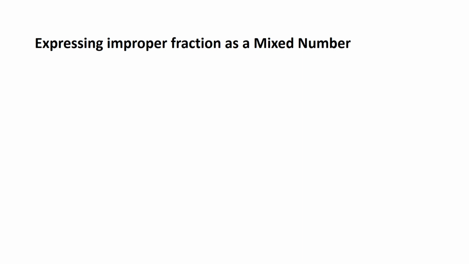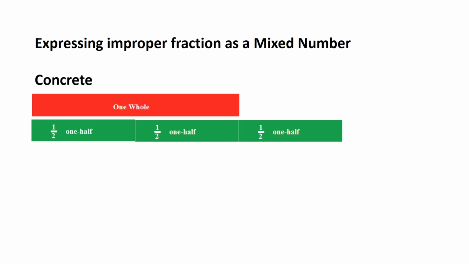To express improper fractions as a mixed number, teachers should encourage their students to use the CPA model as well. Starting with the concrete, the teacher can display 3 halves juxtaposed against a whole and ask the students to do the same. Then the teacher can ask probing questions such as how many halves are there in a whole and how many halves are remaining. This is because when we add 2 halves to 1 half, this would give us the 3 halves.